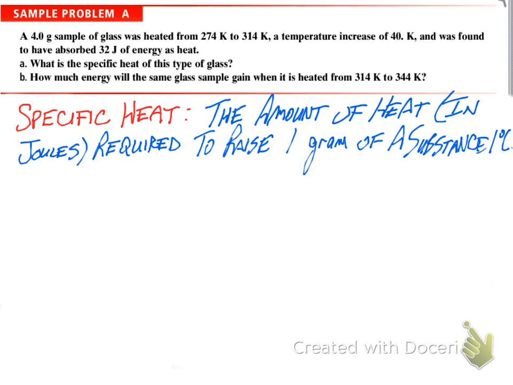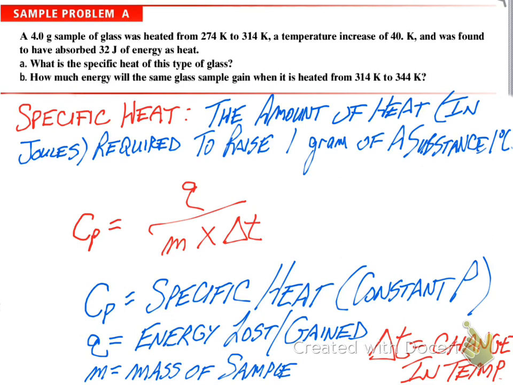It says a 4-gram sample of glass was heated from 274 Kelvin to 314 Kelvin, a temperature increase of 40 Kelvin, and was found to absorb 32 joules of energy as heat. What is the specific heat of this type of glass, and how much energy will the same glass gain when it is heated from 314 to 344 Kelvin? Not only do you know the definition of specific heat, but the actual formula to compute it is Cp, that's specific heat, equals Q, which is the energy lost or gained, divided by the mass of the sample times the change in the temperature of the sample.